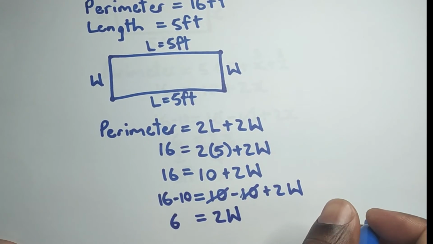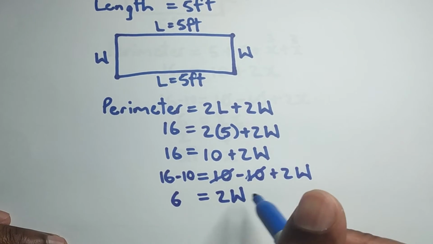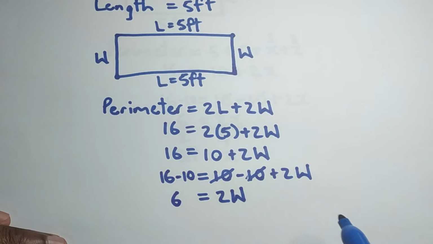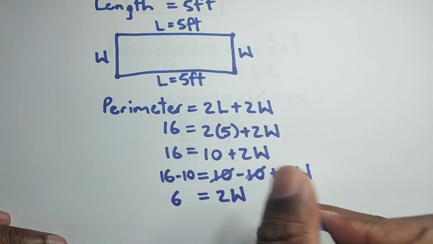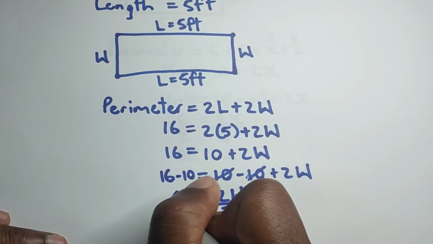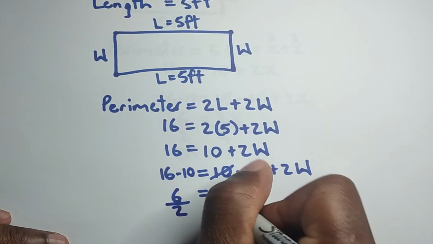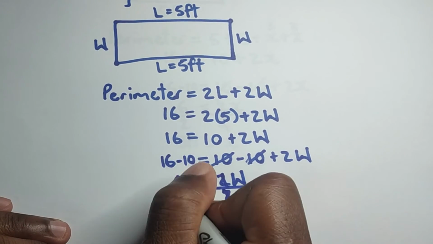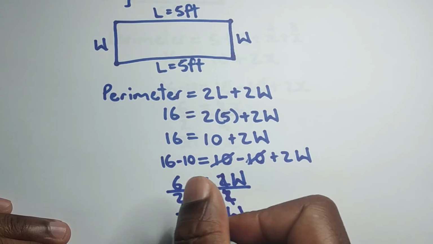Now we are required to remove this 2, so we have to do the opposite of the operation that is taking place. 2W is the same thing as 2 times W, which is multiplication. So to get rid of the 2, we do the opposite, which is to divide by 2. If I divide this side by 2, I have to do the same thing on this side also. So 2 cancels 2, and I'm left with W is equal to 2 into 6 goes 3 times. In other words, the width is 3 feet.